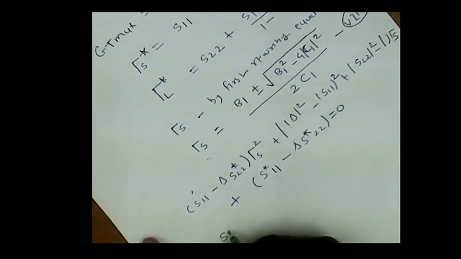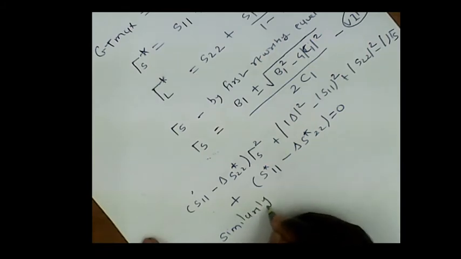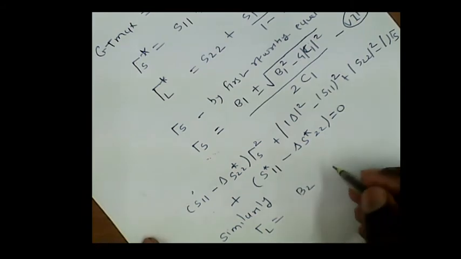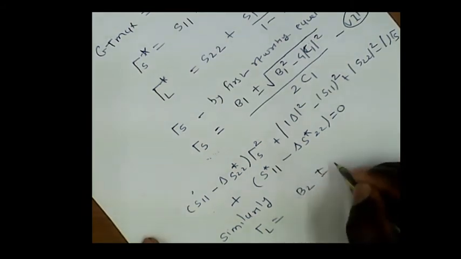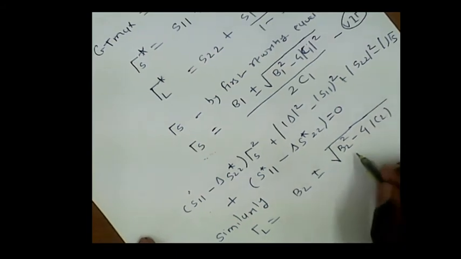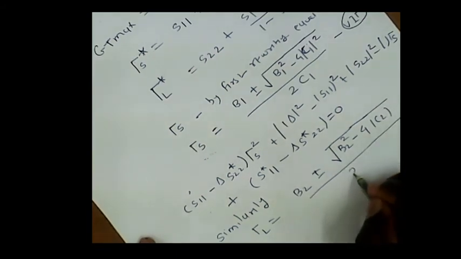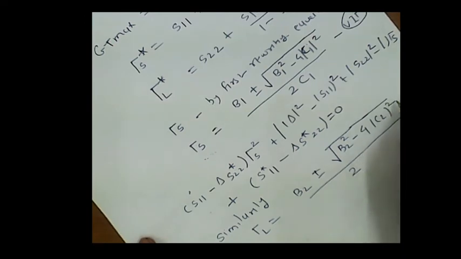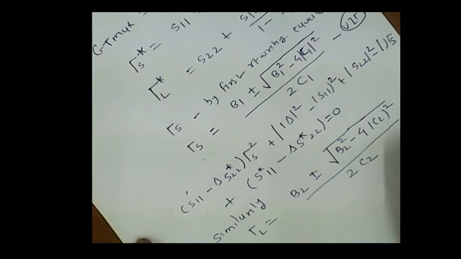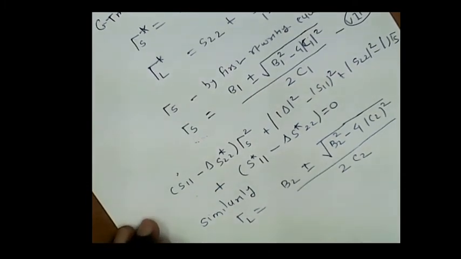Similarly, we can solve the equation to find gamma L. So gamma L is equal to B2 plus or minus the square root of B2 squared minus 4 C2, divided by twice C2. So this is equation number 8. By solving equations 7 and 8, we get the values of gamma L and gamma S.